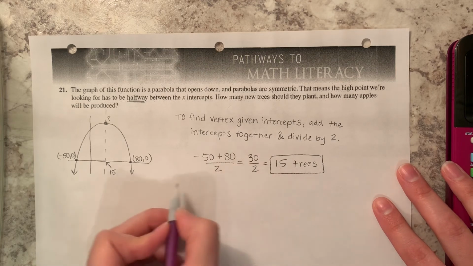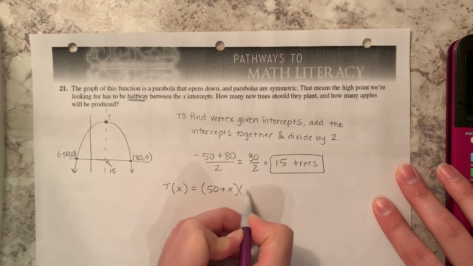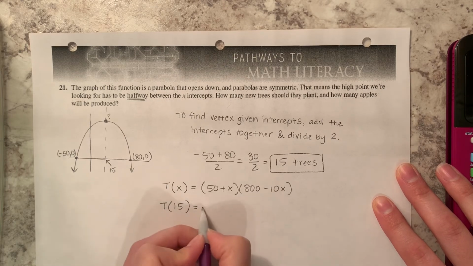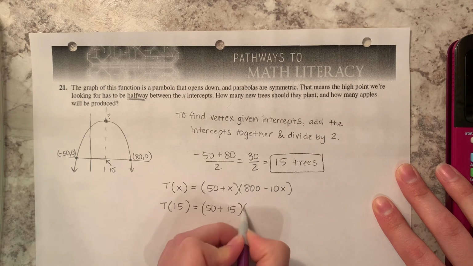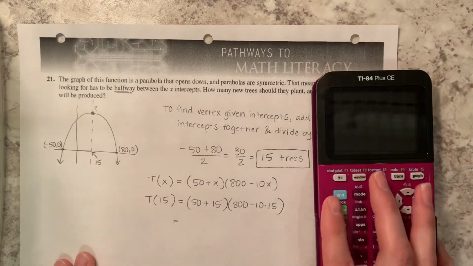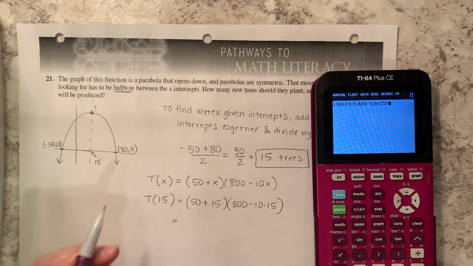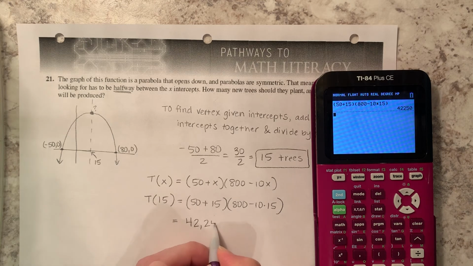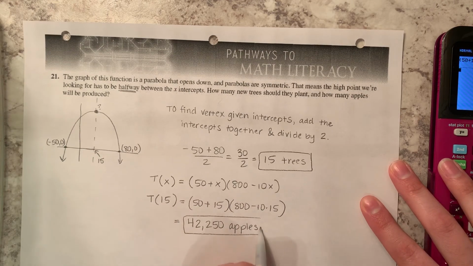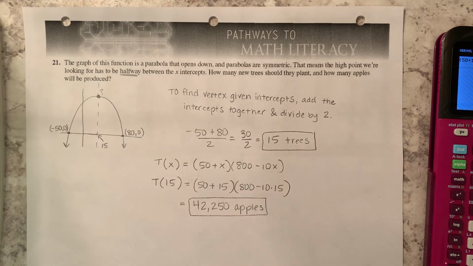So now we have to take the 15 and plug it back into our t of x equation. So it was 50 plus x and then 800 minus 10x. So I have to figure out what is t of 15. So 50 plus 15, 800 minus 10 times 15. I'm just going to use a calculator here. And that gets me 42,250 apples will be produced. That's the maximum number of apples that we can produce. And in order to get that many apples, you'd have to plant 15 more trees.